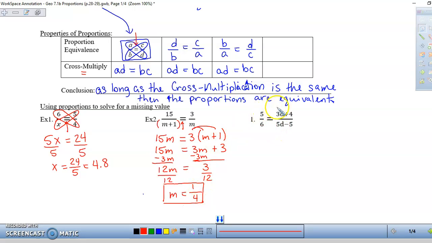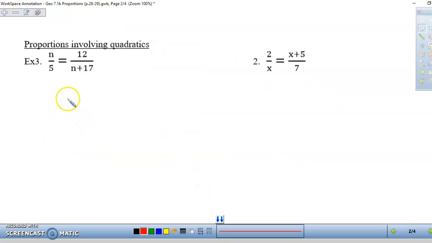Okay, I'm not going to go through this one. This will be part of your assignment tomorrow. But just realize you do want to have parentheses around both of these expressions before you cross multiply. Okay, so the next one.